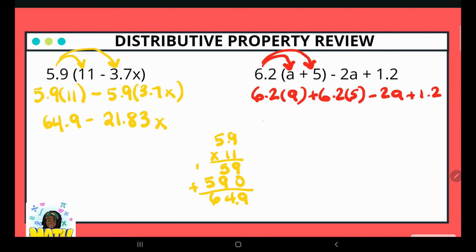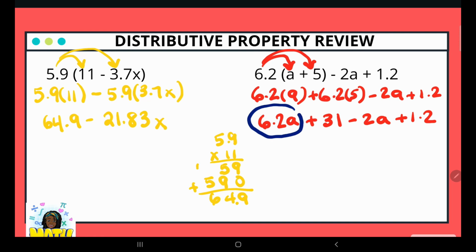So 6.2 times a, we can just rewrite that without the parentheses. And then 6.2 times 5 is 31. And again, I'm bringing down the rest of the problem. Okay. Now I can identify my like terms. So I see a 6.2a, again, like terms, same variable, same exponent, and then my negative 2a, and then my positive 31 and positive 1.2 are also like terms.